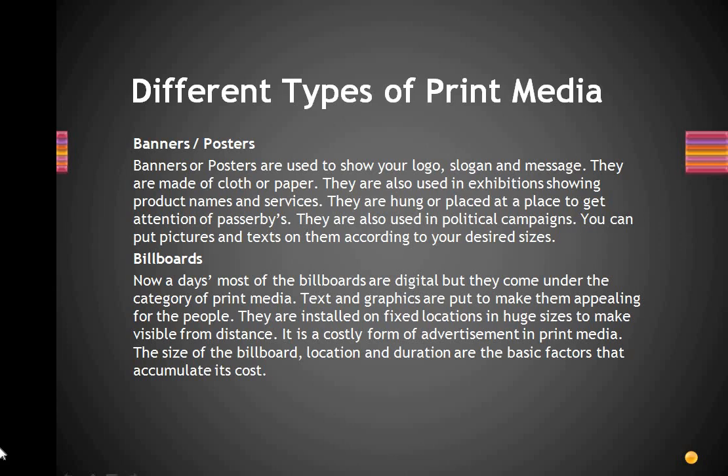Billboards. Nowadays, most of the billboards are digital, but they come under the category of print media. Text and graphics are put to make them appealing for the people. They are installed on fixed locations in huge sizes to make them visible from a distance. It's a costly form of advertisement in print media. The size of the billboard, location, and duration are the basic factors that determine its cost.